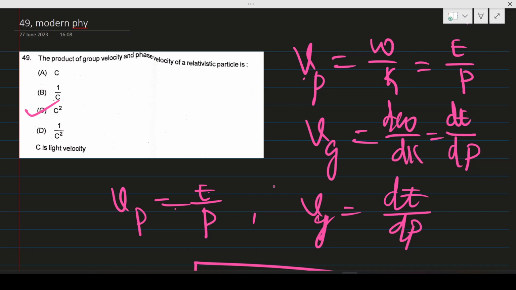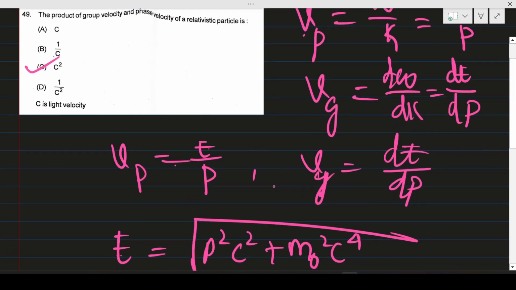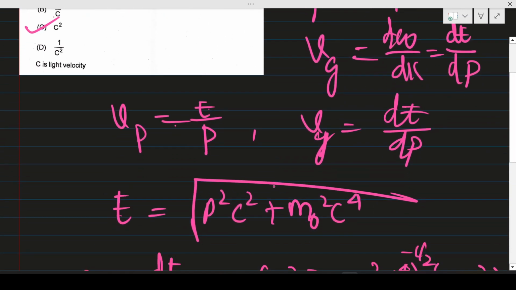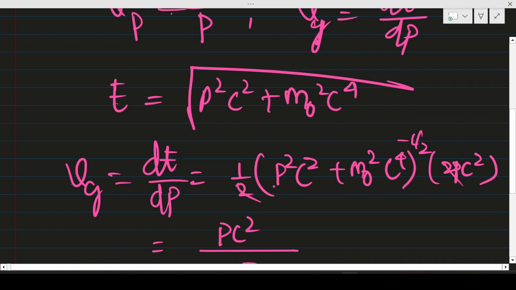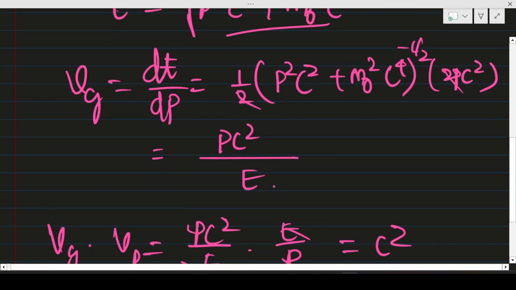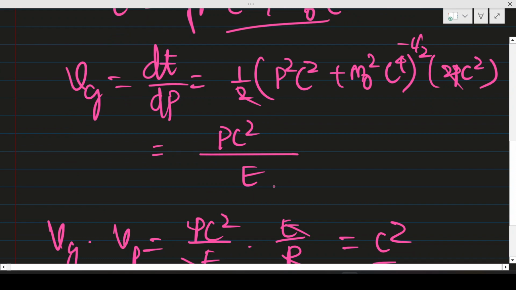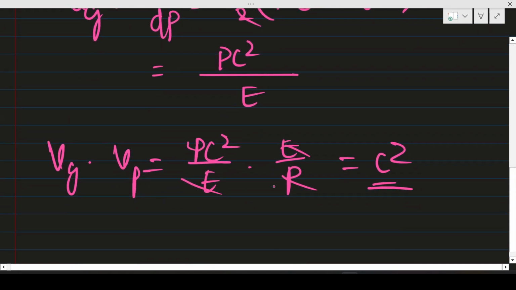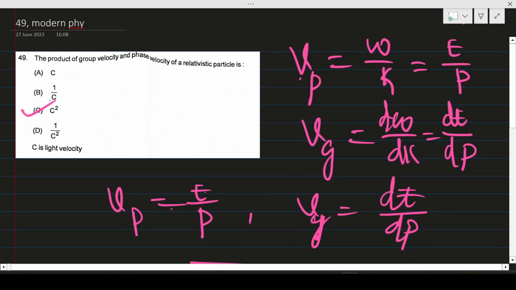Why? Because we know the formula for a relativistic particle is E equal to root over P square C square plus M naught square C to the power 4. So using that, we can have group velocity equal to dE by dP, just derive this and you will get Pc square by E. Now the product of group and phase velocity: group velocity we have derived Pc square by E, and phase velocity we have E by P. So just multiply, you will get C square. So C square is the answer.